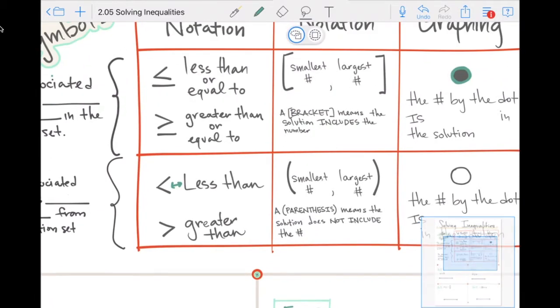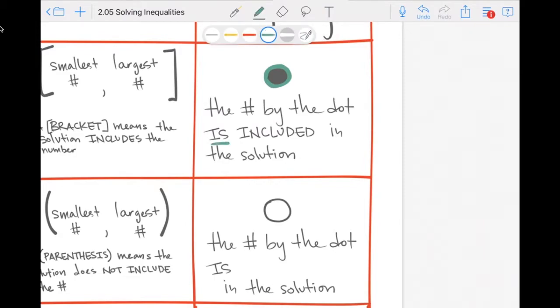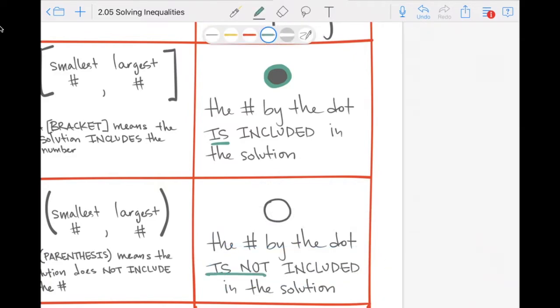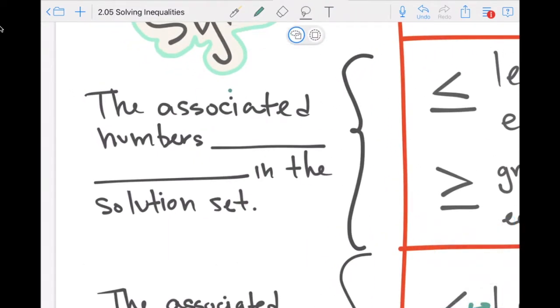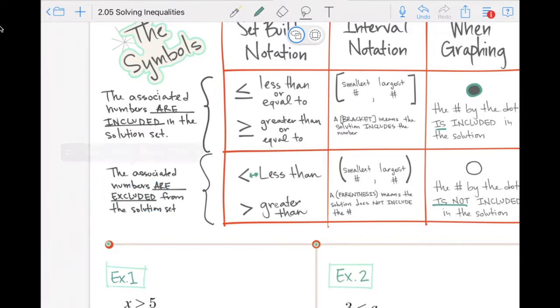And then finally, we're going to graph solutions to inequalities on a number line. And the thing that students usually miss here is whether the dot needs to be open or closed. So if you have a closed dot, what that means is that the number next to that dot is included in the solution. And if you have an open circle or an open dot, the number by the dot is not included in the solution. So again, that top line, all the symbols on that top row, the numbers associated with those symbols are included as a part of the solution to the inequality. But for the bottom row, all the numbers associated with those symbols are excluded, are not included with the solution. So let's do some examples.